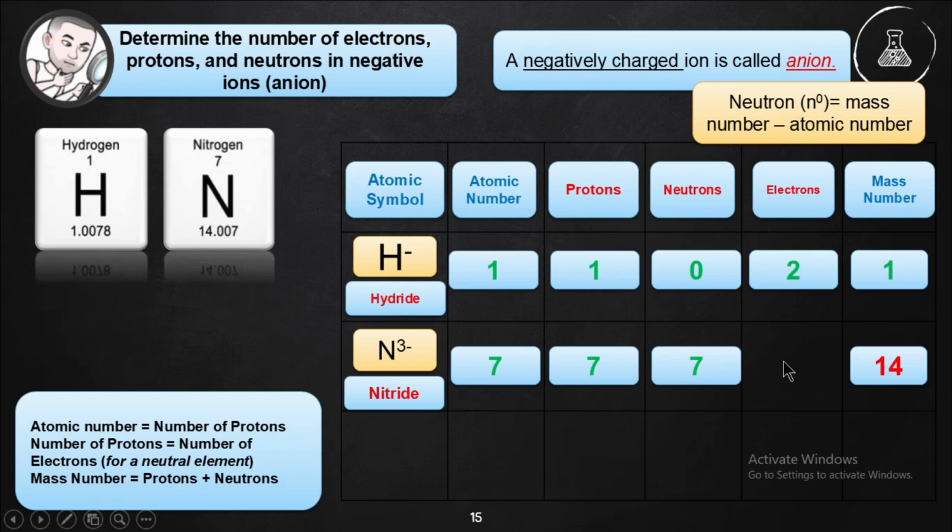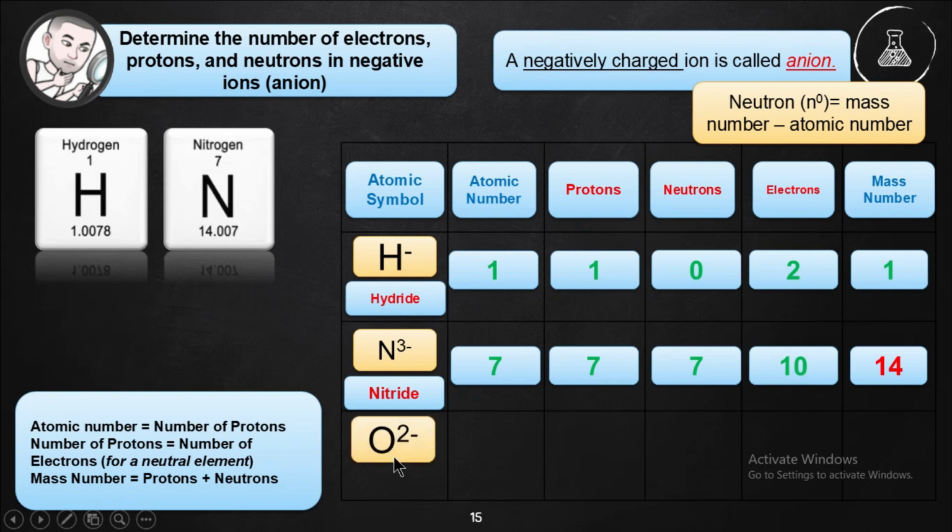Yung number of electrons dito, tingnan itong kanyang charge. So meron 3 na number dito before the charge. Ibig sabihin, magigain siya or madadagdagan siya ng 3 electrons. So mas dadami na ngayon yung number ng electrons kumpara kay proton. So magpa-plus tayo ng 3 dito kay proton. 7 plus 3, so 10. So 10 ang electrons ni nitrogen.